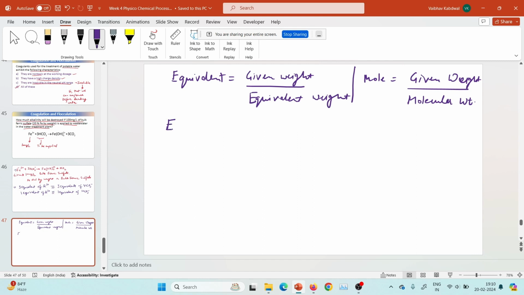So what is equivalent weight? Equivalent weight is molecular weight divided by combining capacity. This we studied in the previous lectures. So for Fe3+, it will be molecular weight divided by 3, since the combining capacity is 3. And the molecular weight of iron is 55.8, so 55.8 by 3.